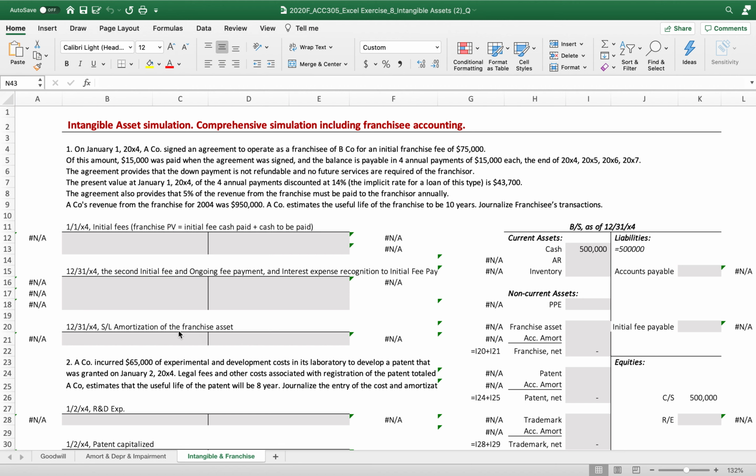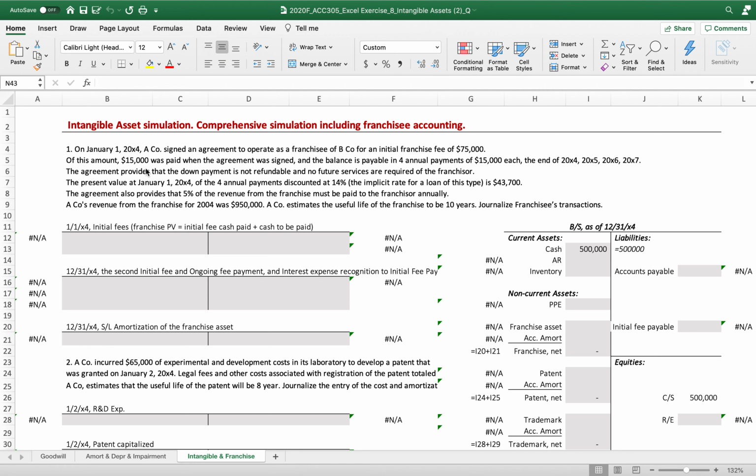Okay, let's get started. On January 1st, 2004, A Corporation signed an agreement to operate as a franchise of B Corporation for an initial franchise fee of $75,000. A Corporation is the franchisee company, and B Corporation is the franchisor. So A Corporation will pay the initial franchise fee and an ongoing fee as well.